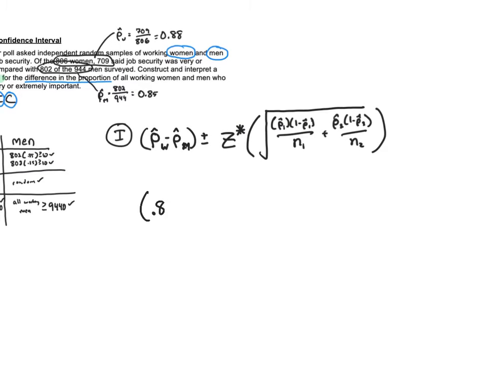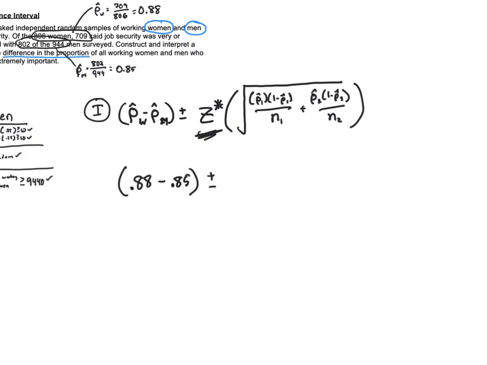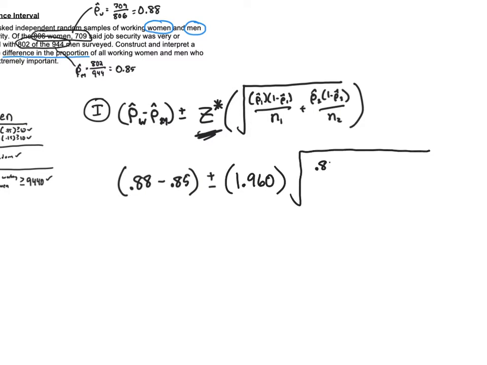So I'm going to go 0.88 because they gave me women first, 0.85 because they gave me men second, plus or minus Z star. Let's go look up a 95% Z star value. That's 1.960 times, keep writing it out. Here we go, 0.88 times 0.12. Notice how I'm just doing the 1 minus p on that, over, how many was there? 806, plus 0.85 times 0.15 over 944.